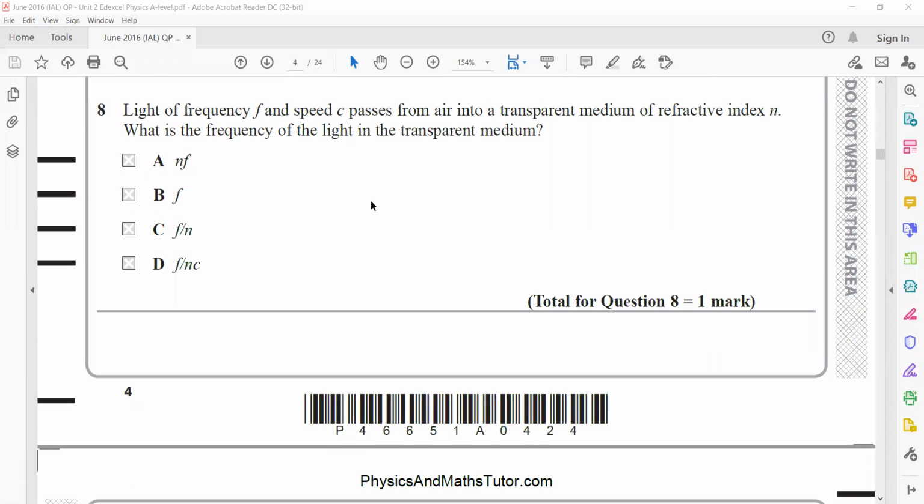Question 8. The light of frequency f and speed c is moving from air into a transparent medium of refractive index n. What is the frequency? Frequency does not change. So if originally the frequency is f, in the medium it also remains f.